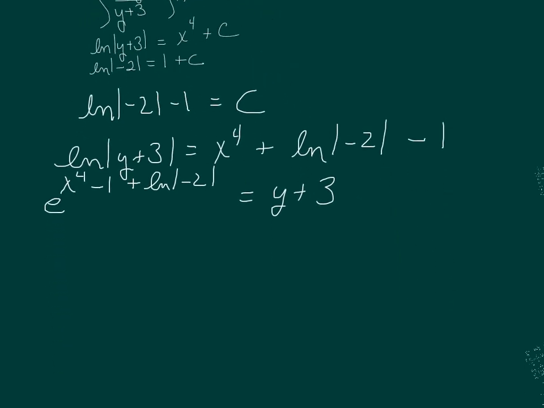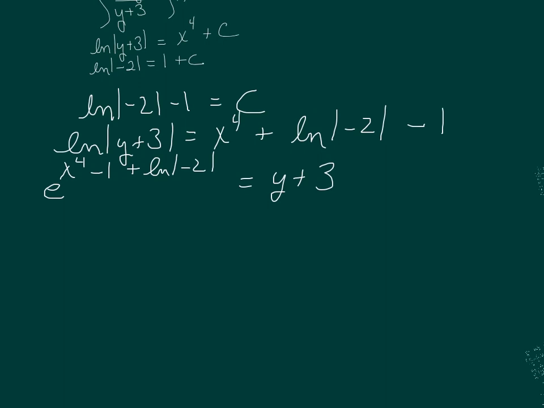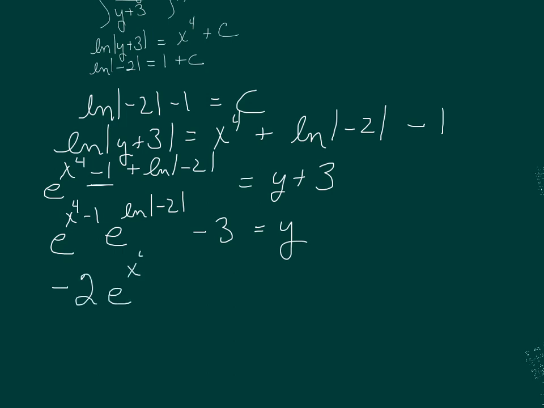Wait, let me show you something. See this? I can rewrite this. I mean, minus 1 at the end. I moved it right here. So this is the same as e to the x to the 4th minus 1 times e to the natural log of -2, which is -2, minus 3 equals y. So this becomes -2 e raised to the x to the 4th minus 1, minus 3 equals y.